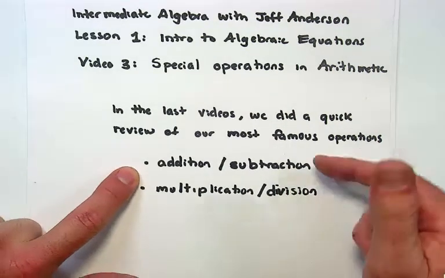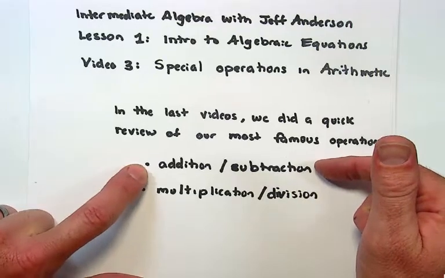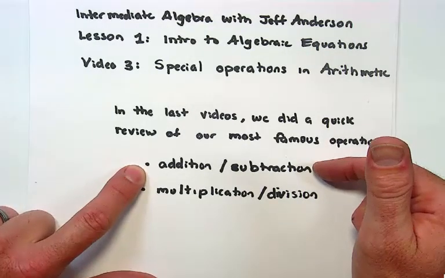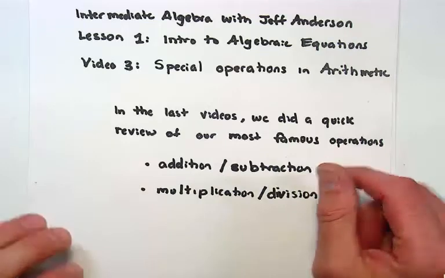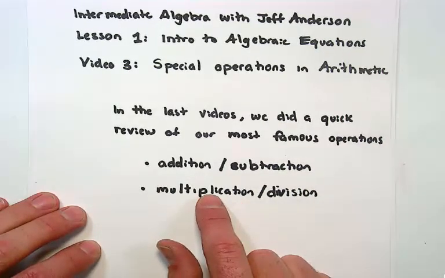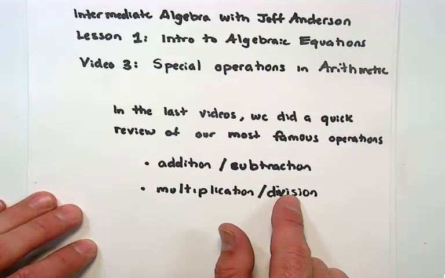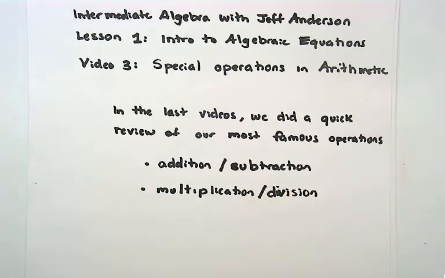We kind of looked at these as coming in pairs. We saw that addition and subtraction are going to be inverses of each other. They undo each other. And then we also saw the same thing for the multiplication and division pair. In this third video, we're going to start taking a look at special operations.